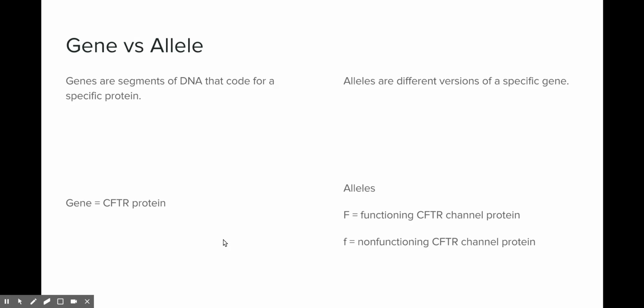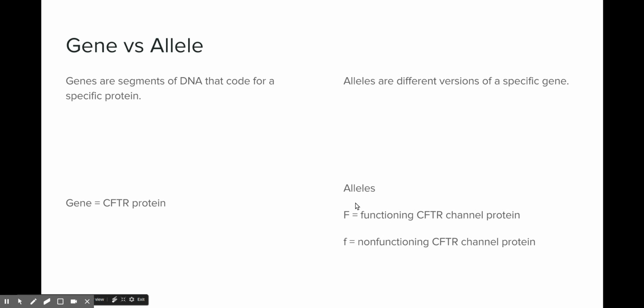Genes are simply segments of DNA that code for a specific protein. They have a specific location on chromosomes. Again, in the case of CFTR, it's located on the leg or the long portion of the chromosome number 7. And we've identified at least 2 different alleles for this particular gene. We've identified a recipe that codes for a functioning CFTR channel protein.